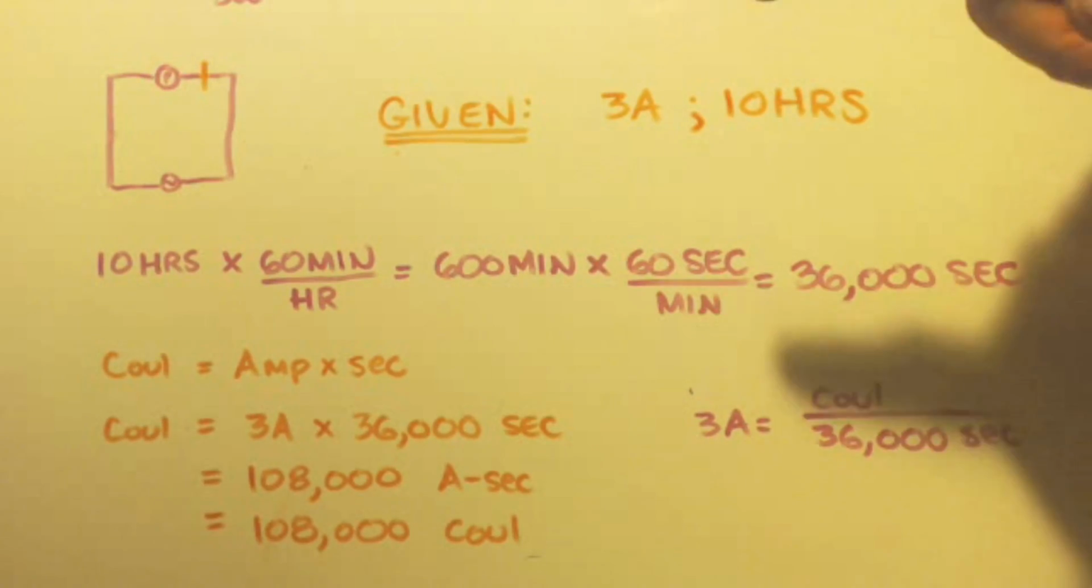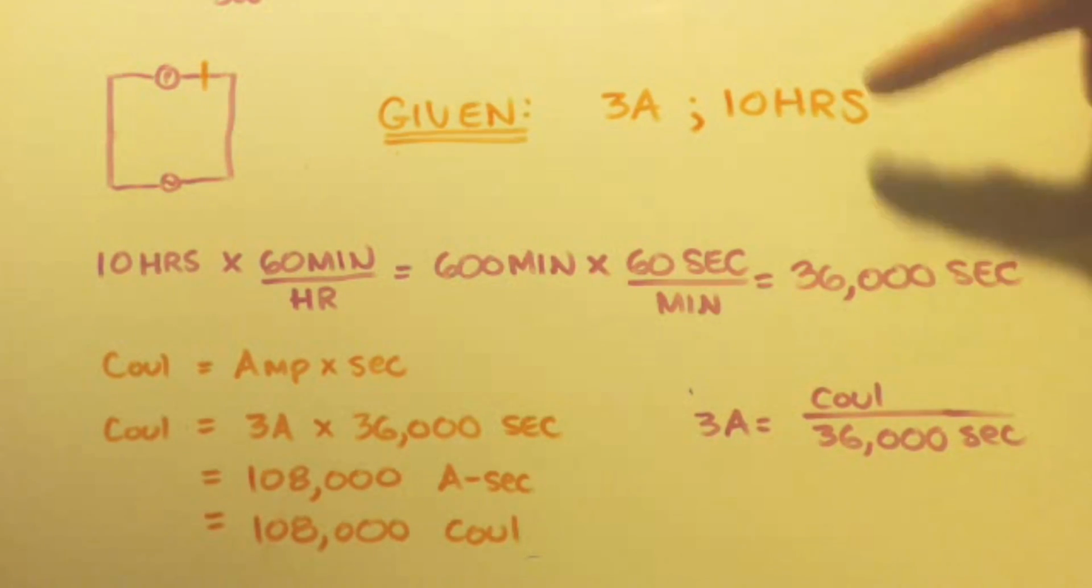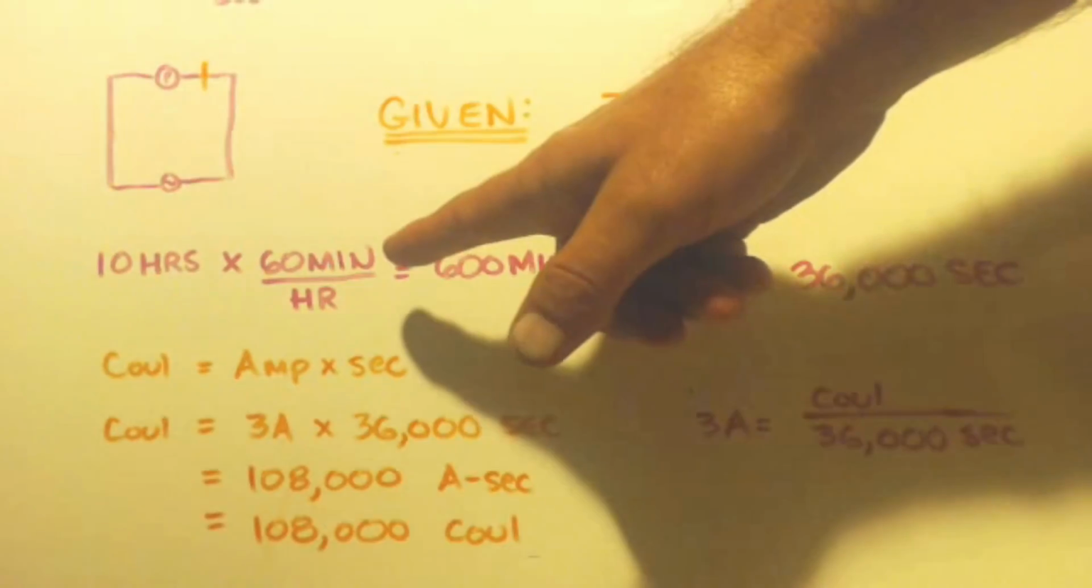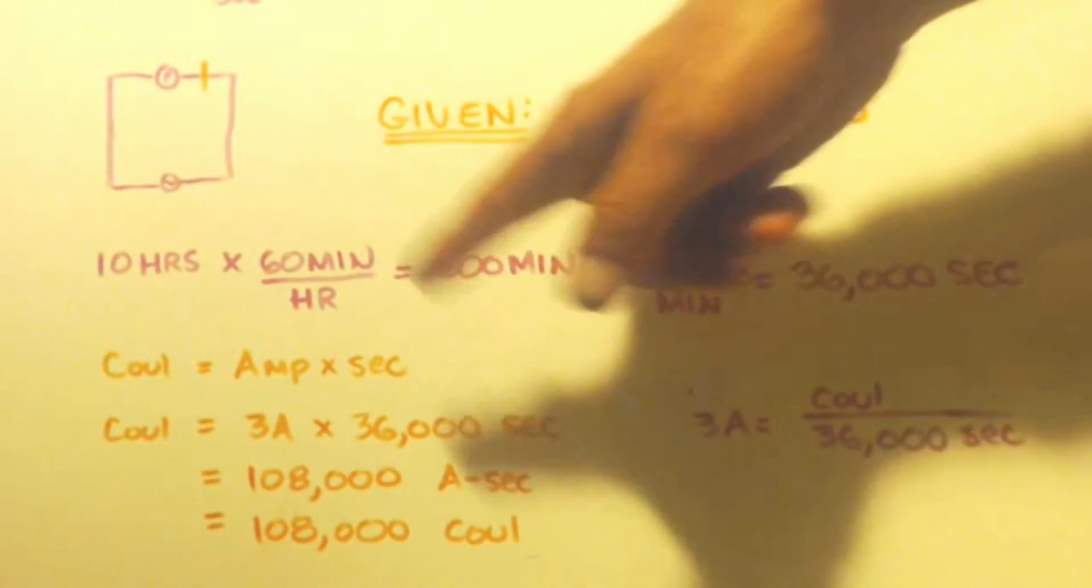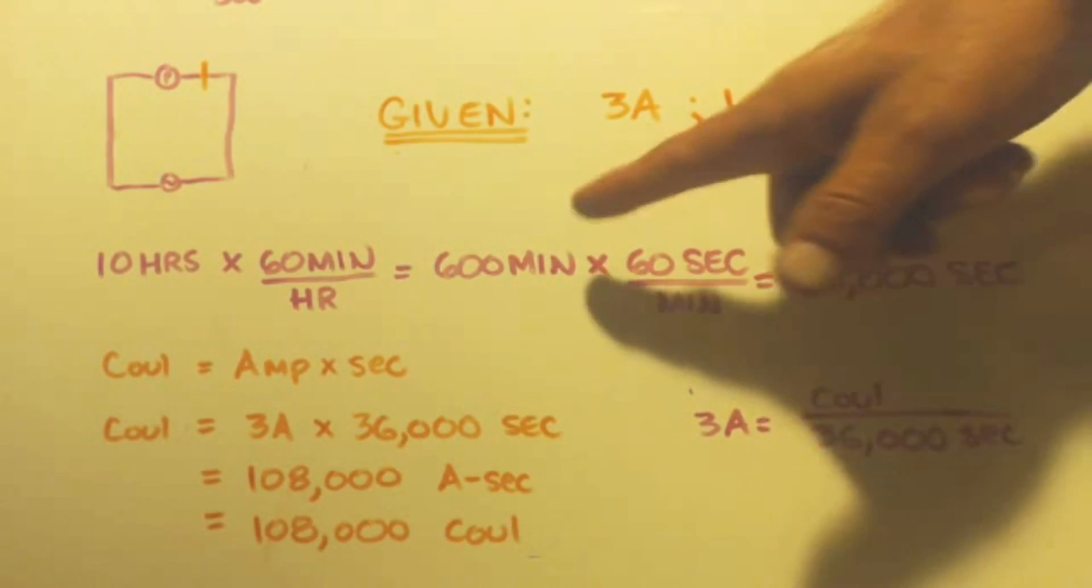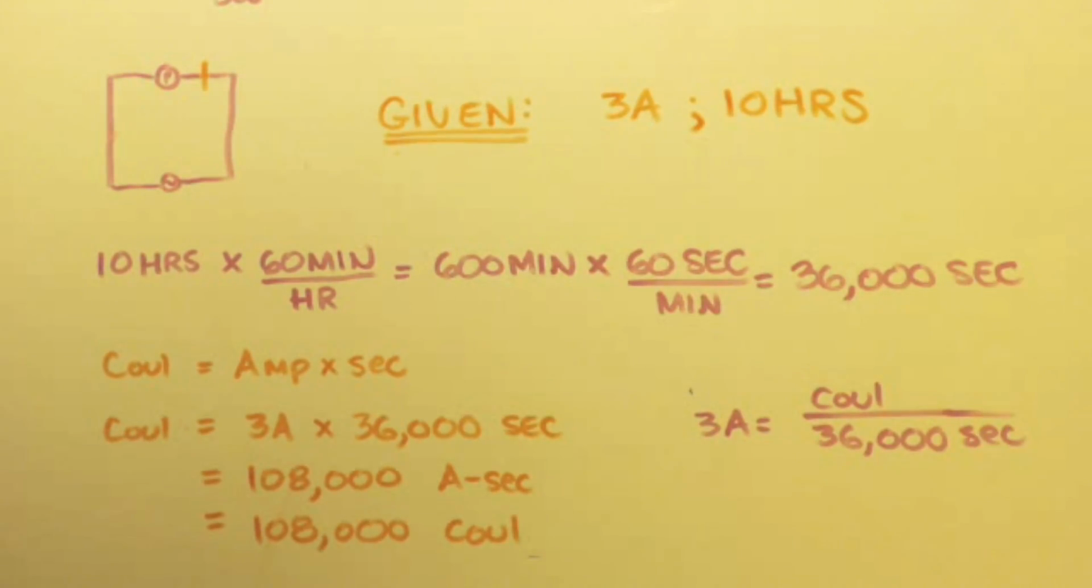So first I want to turn this 10 hours into seconds, okay? And here's how you do it. You take your 10 times 60 minutes per hour, and then take that times 60 seconds per minute, and you get 36,000 seconds, okay? Because to do any of this math, you need seconds, okay?